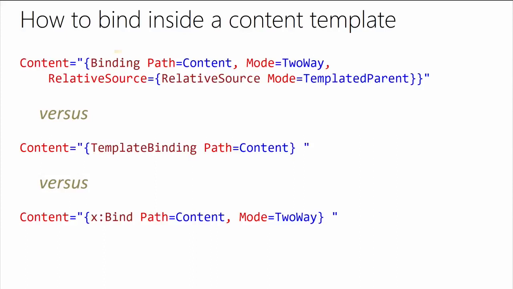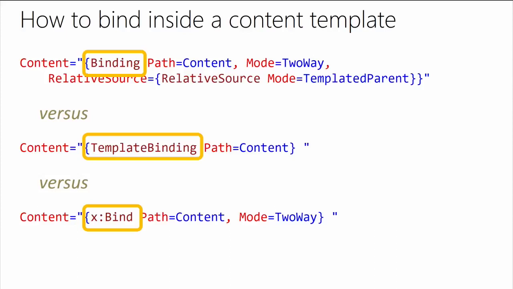The first one, of course, is classic binding, using the binding syntax. Still nothing wrong with that. I still use it all the time. Then there's this idea of template binding, which we just showed. And then there's also xbind, which we introduced here in Windows 10. So let's talk about which one you would use in a content template and why each of these exist.